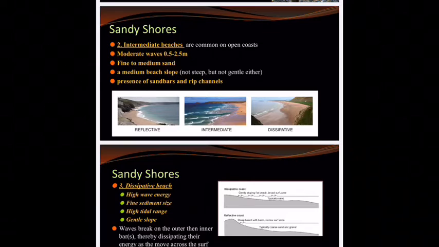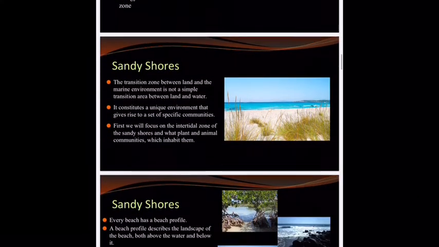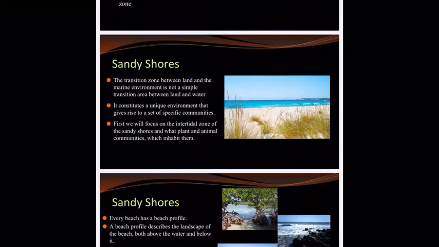Going to have a very high difference between high tide and low tide because it's a super gentle slope. Okay, and it's called dissipative because the wave energy as it comes in on that long gentle slope dissipates as it moves across that surf zone. More about surf zones later. Alright, so those are the 3 types of beaches that you get.